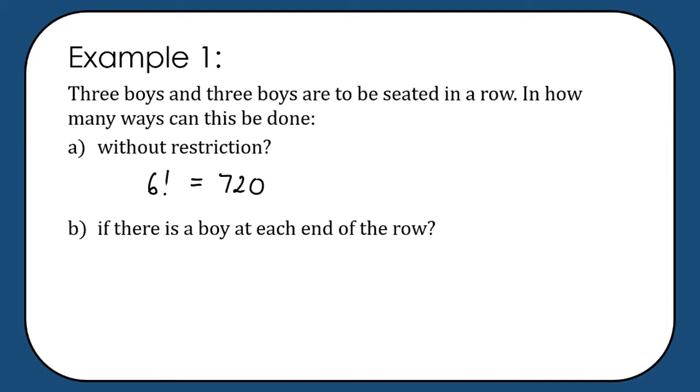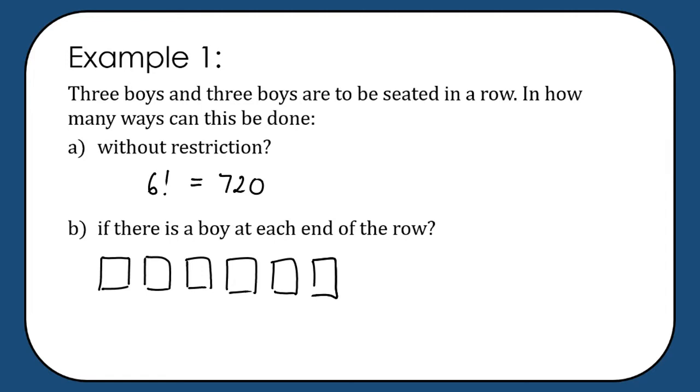Okay, then in how many ways can it be done if there is a boy at each end of the row? Okay, so if we think about the fact that we're going to have 6 people seated in a row, and we need to have a boy at each end. A boy and a boy. So whenever you're dealing with problems involving restrictions, you want to think about dealing with the restriction first and then working out how everyone else is going to fit around it.